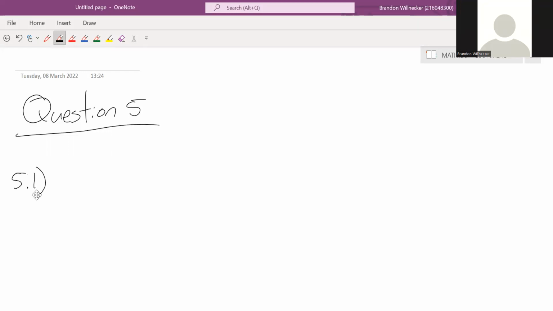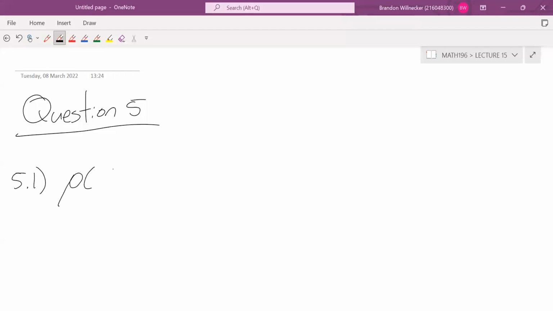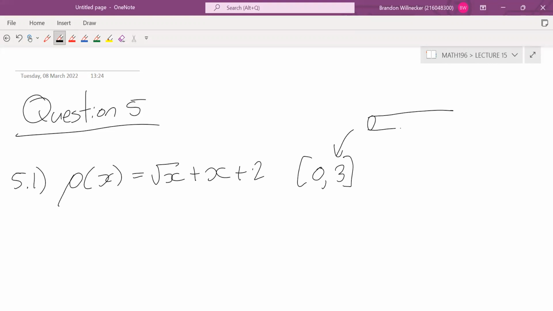the question says that we have a rod of length 3 and it has a density rho. So that's just what we write for density. At a position x is given by root x plus 2. And this is on the interval 0, 3, because remember, the rod is 3 meters long. So this length is 3 meters.